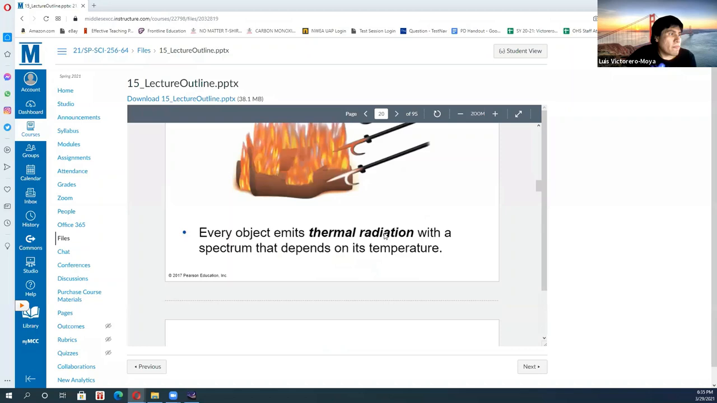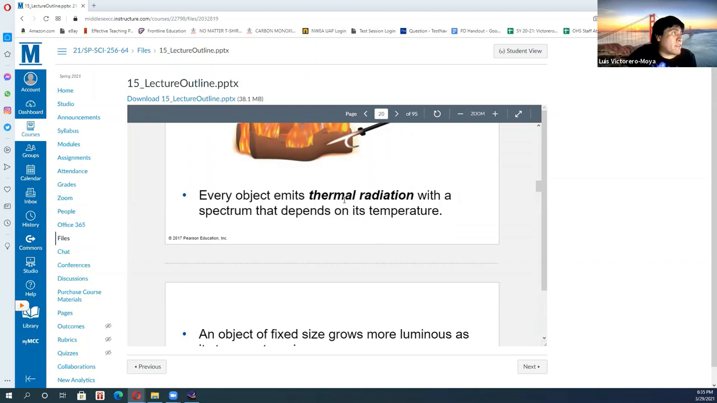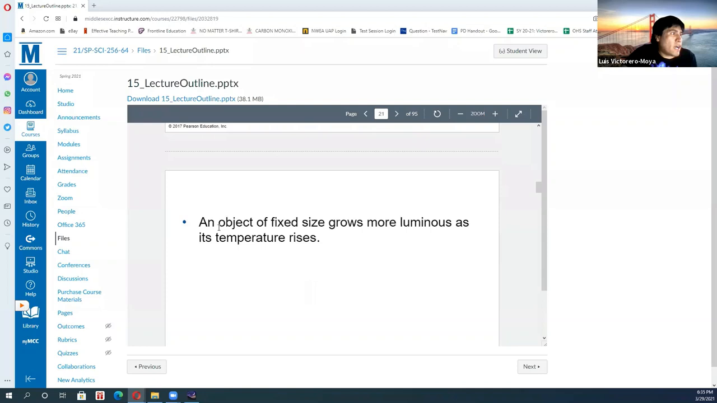Every object, as you know, emits thermal radiation. That's why we use the black body curve, with a spectrum that depends on its temperature. Yes, Wien's law, right? Lambda times temperature equals 0.0029 Kelvin meter. We have a relationship there. So an object of fixed size grows more luminous as the temperature increases. So that makes sense, right? You can have two balloons or two light bulbs. One will be brighter if its temperature is higher than the other. That makes sense.